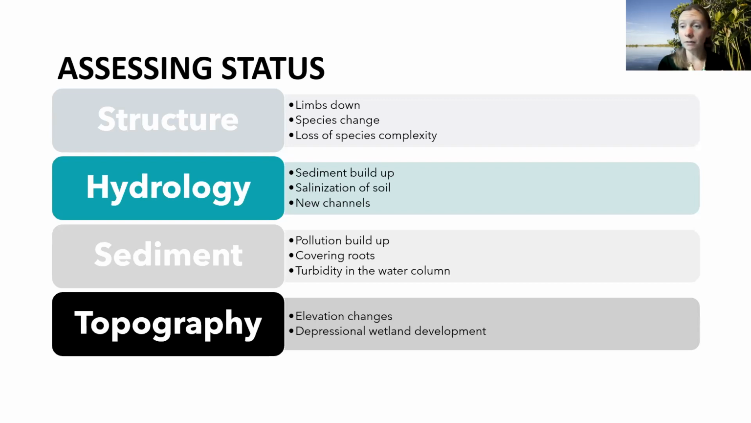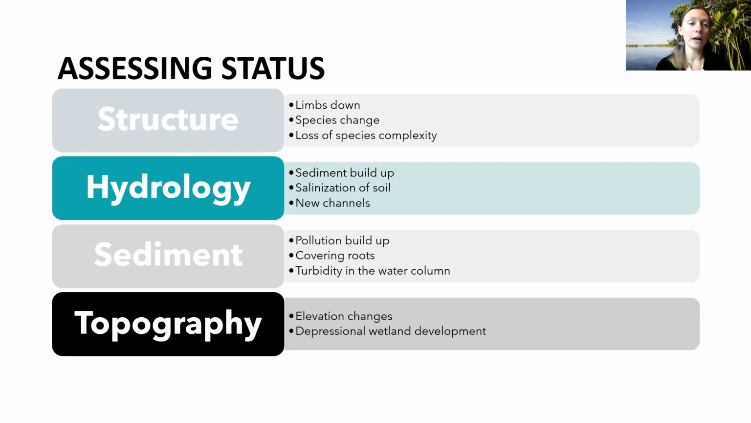Is the sediment covering the prop roots? Is it covering the pneumatophores? Is it preventing that necessary gas exchange? Is it preventing the red mangroves from doing their salt exclusion? You know, what are we dealing with as far as actual buildup of sediment? And then also turbidity in the water column. So has the water quality changed as a result of all of this additional sediment kind of floating around and blocking sunlight in these areas?